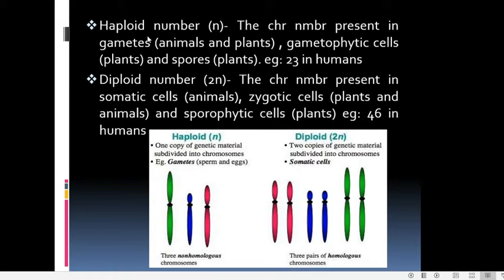Say for example, in human sperms, the number of chromosomes is 23. The number of chromosomes in the human ova is also 23. So, that is the haploid number in humans.